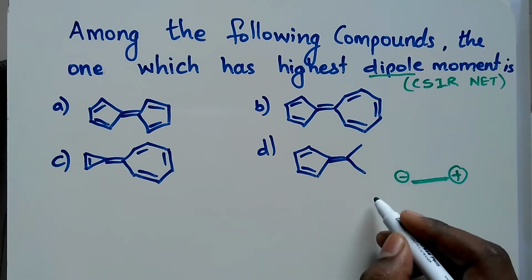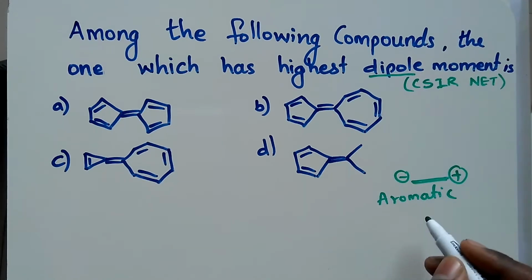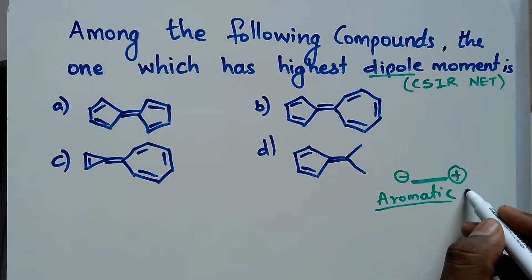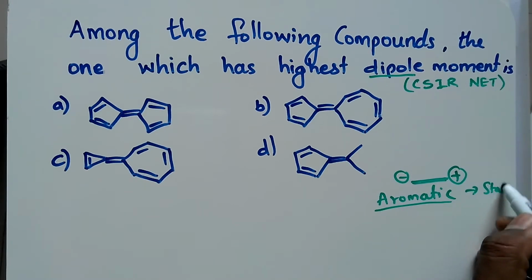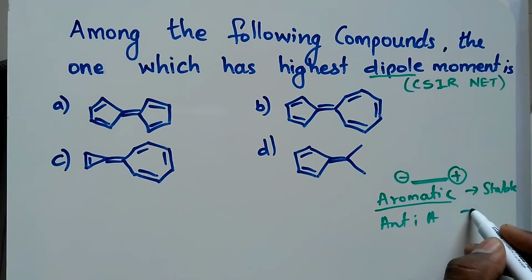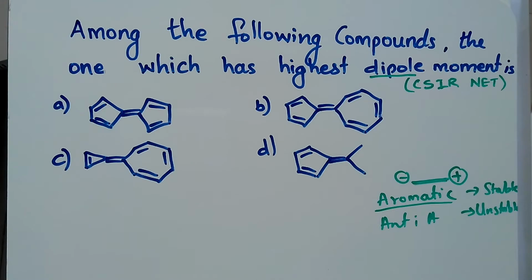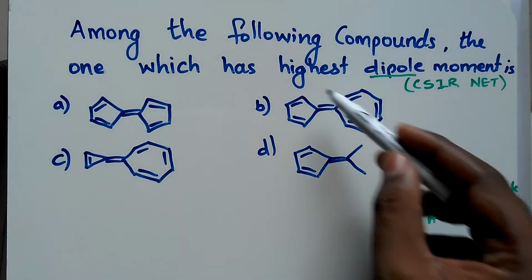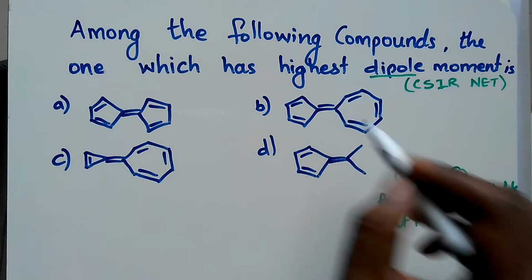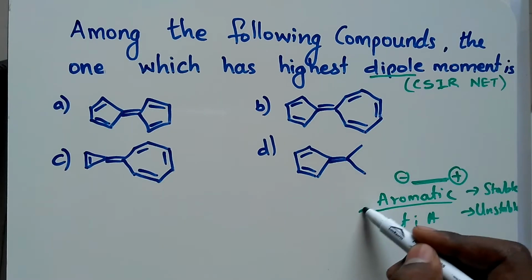Now just remember, if a compound is aromatic, then it will be a very stable compound. The next thing is, if it is anti-aromatic, then it will be highly unstable. This is very important. Aromatic is very stable, anti-aromatic will be unstable. So any compound that, after becoming a dipole, converts into aromatic will be the answer.